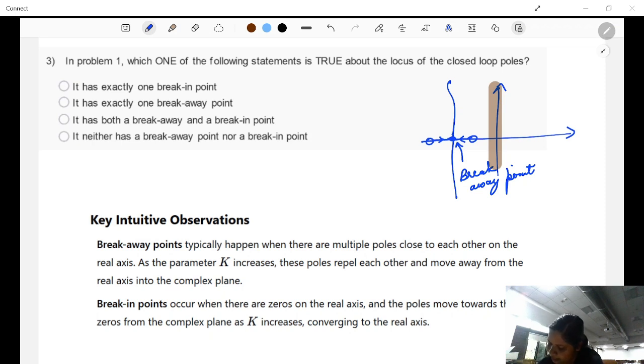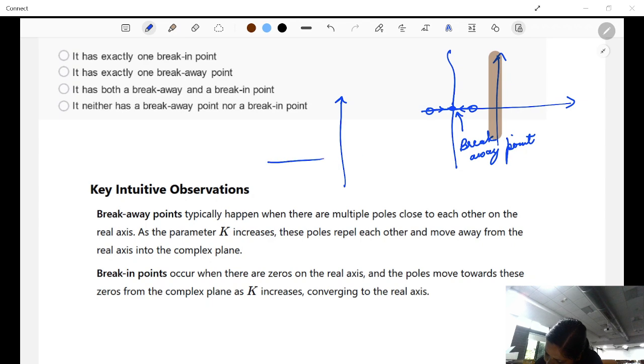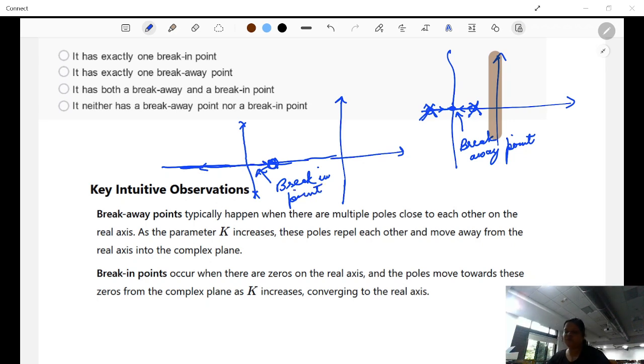In the other case, if you have a pole here, a zero here, and let's say two poles here. Two poles are present here and a zero is present here. Then one has to go to infinity, one has to go to the zero. So these both poles would come closer. This would go to this zero, this would go to infinity. So this is called a break-in point. Poles are in general repellent in nature, but they are attracted by the zeros. So this is what is important.